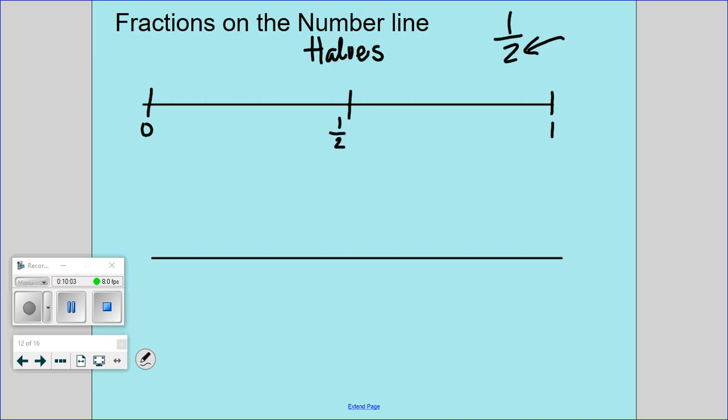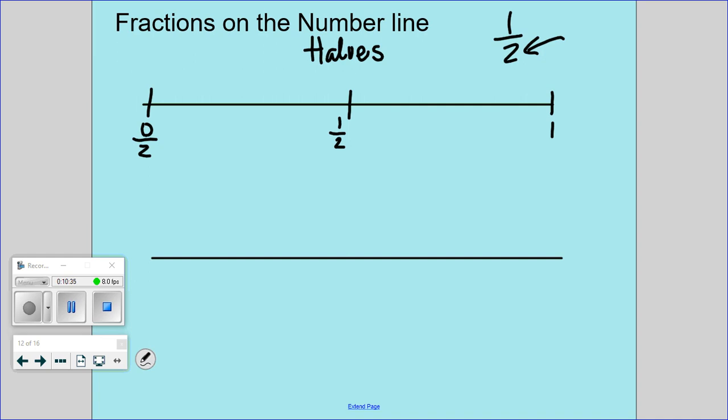What do you think, Piper? 0 and then... Not a 1. How many pieces do I got? 2. So I would read this as 0 halves. So I want you to change your 0 to be 0 halves. And then we have our 1/2 mark. And then we go to 1 whole. What is my fraction for 1 whole on this number line?